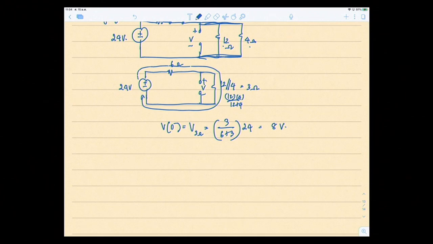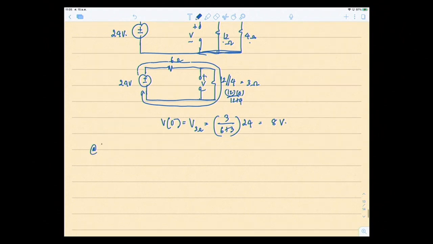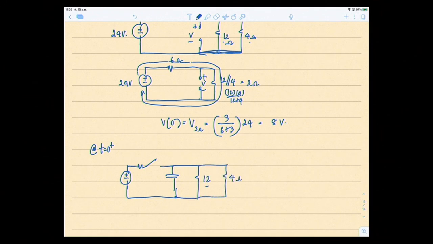Next step. So write down the next step. Picture t equal to 0 plus. What does it look like? It looks like this. The switch opens up, with the capacitor, the 12 and 4 ohms, plus minus V like this, 1 over 6 farad. This part is open, so all of that doesn't come into the picture anymore.